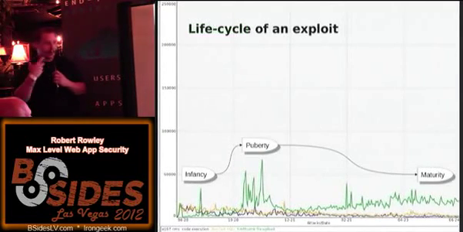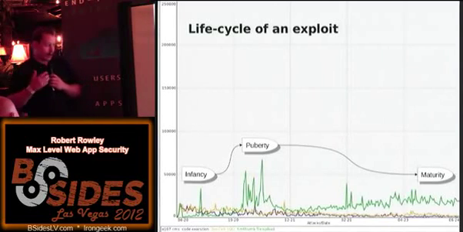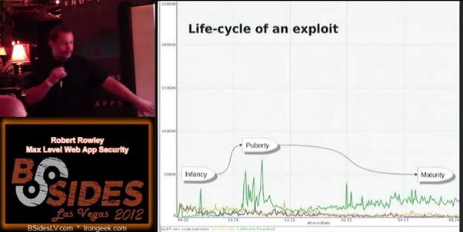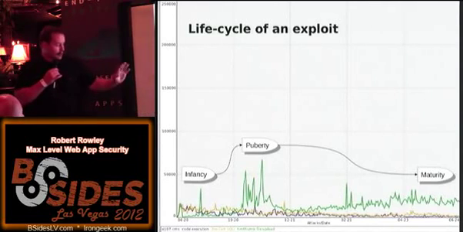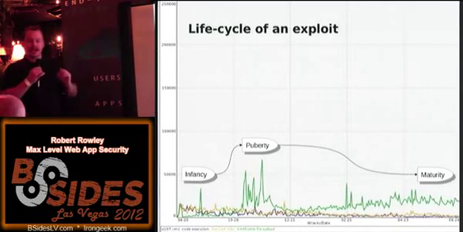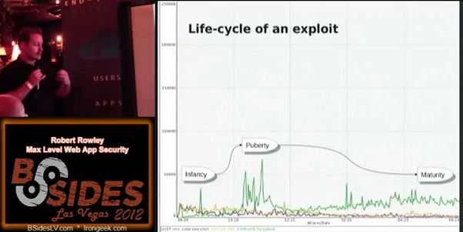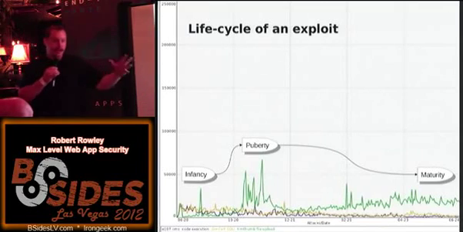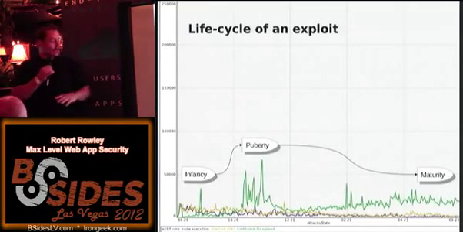This is how I show what I call the life cycle of an exploit in the wild. The initial phase, the infancy, there's going to be a spike. There's people searching, checking to see how many hosts are affected. And then there's the puberty. The puberty stage is when it goes insane.